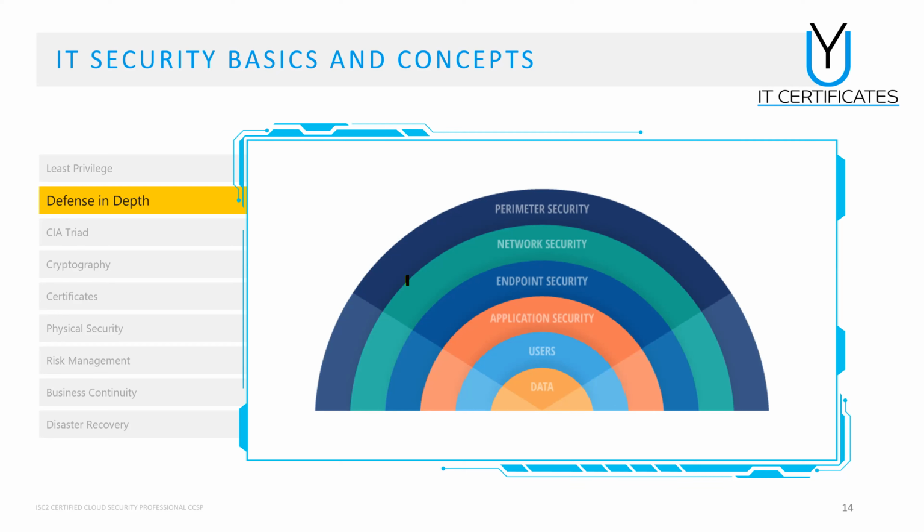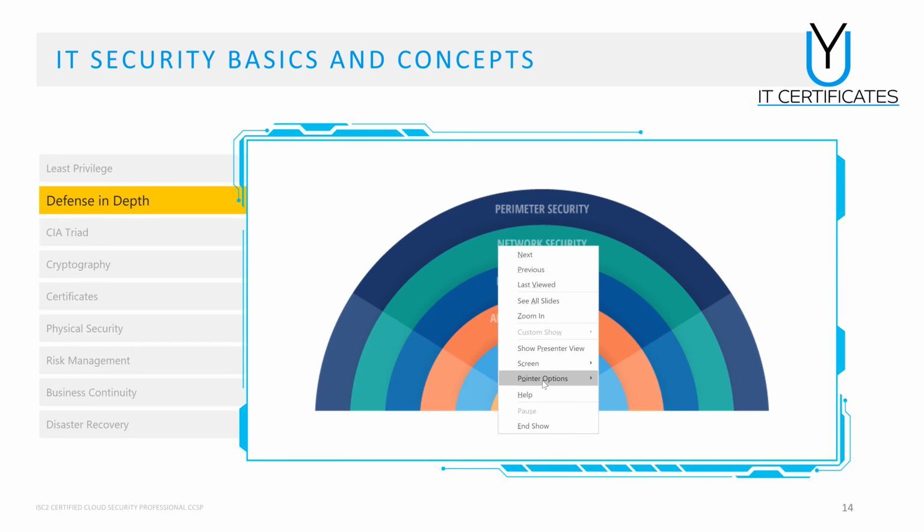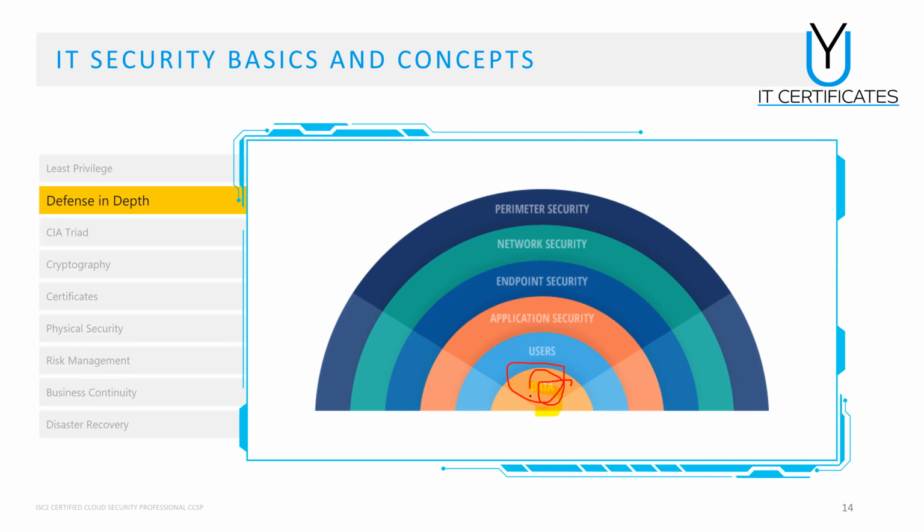We mean that we don't want to have a single level of protection. I want to have multiple levels of protection. For example, as you can see here, we have the data. It is hosted on maybe a server, maybe a storage, whatever. Then we have the users, and these users are defined in the Active Directory.